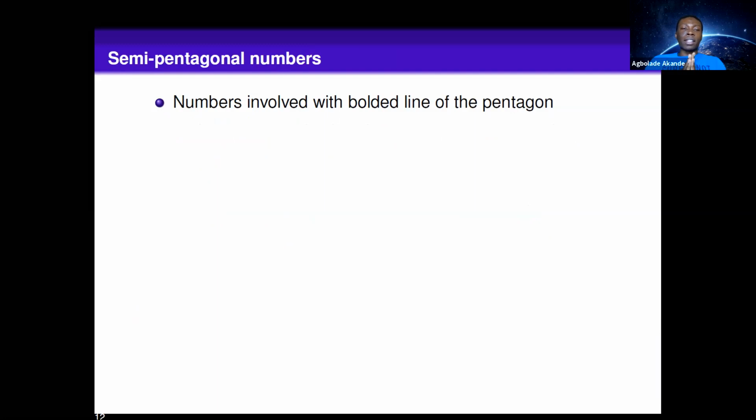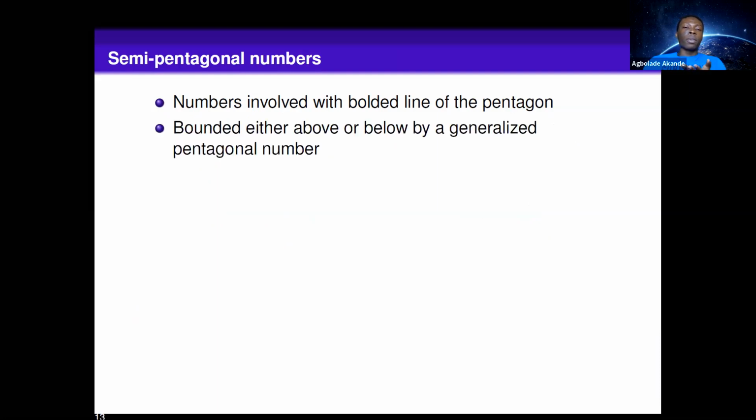But before we even get to that, there are some special numbers that we need to go through first. This is what I call the semi-pentagonal numbers. The semi-pentagonal numbers depend on the bolded line you saw on the pentagons I created before. And they're usually bounded either above or below by a generalized pentagonal number.